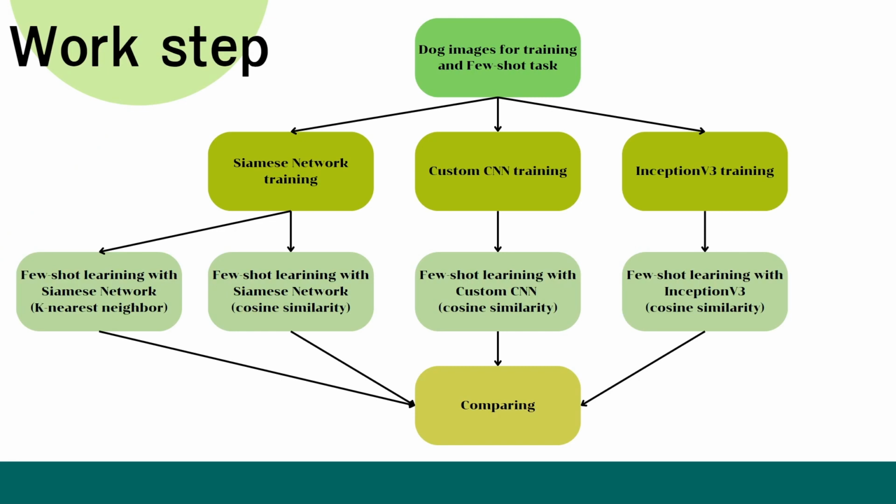Okay, for the methods. For our work steps, we first gather data for training models and few-shot learning tasks. Next, we train the Siamese network, CNN, and Inception V3. Then we use a feature extractor to do the few-shot learning task, then do the few-shot prediction task. For Siamese, we use KNN and cosine similarity. For CNN, we will use only cosine similarity to do few-shot prediction tasks. The last step is to compare the results of all the models, to see which one is the best in each scenario.